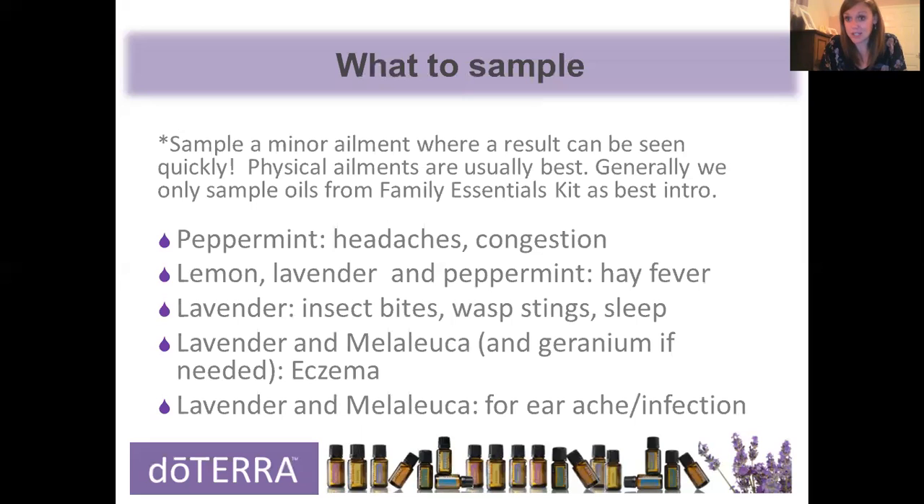Ear infections. This is a really fast acting one. So if someone has an ear infection, you can use lavender and melaleuca. Again, 3 to 6 drops of each. You can either tell them to put it here and around the back of their ear, or to get some cotton wool, put it onto the cotton wool and then put that inside the ear. So you don't actually pour the oils down the ear.